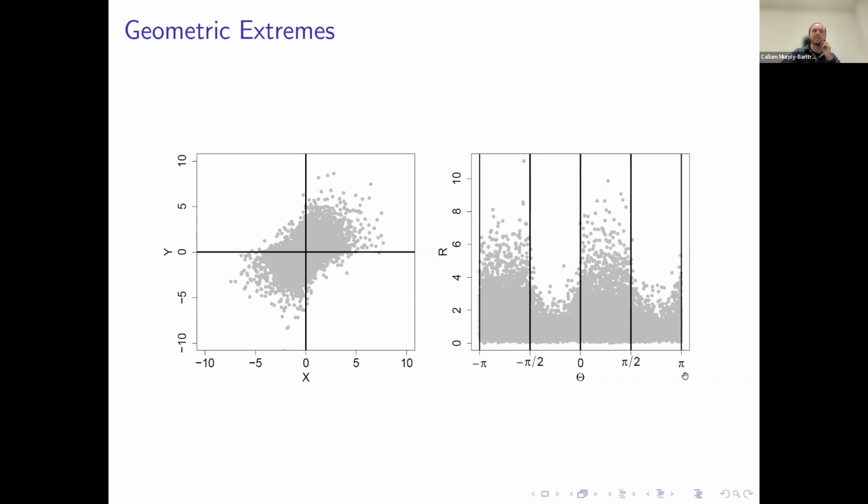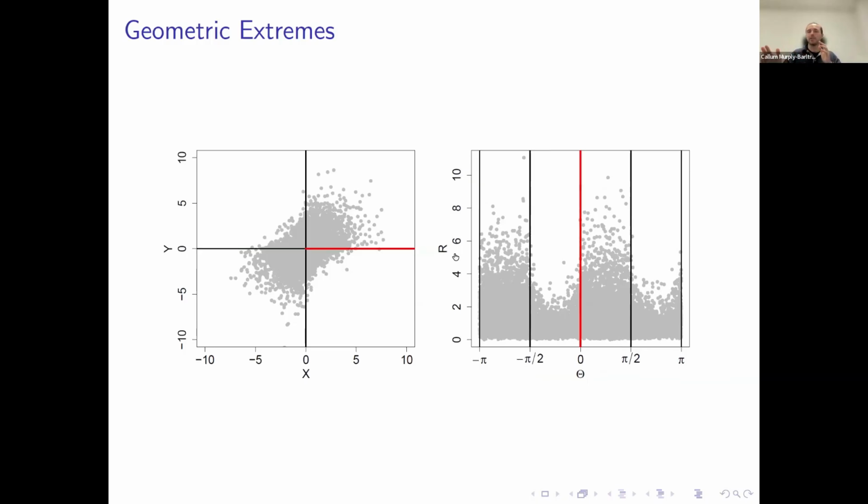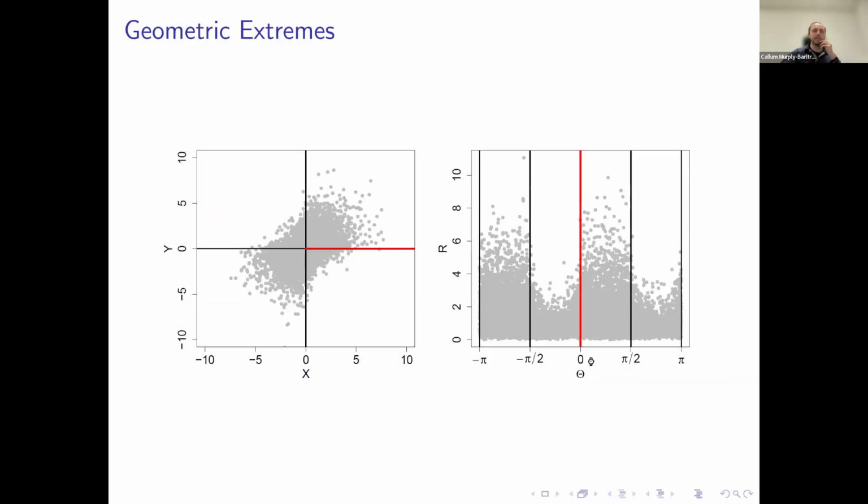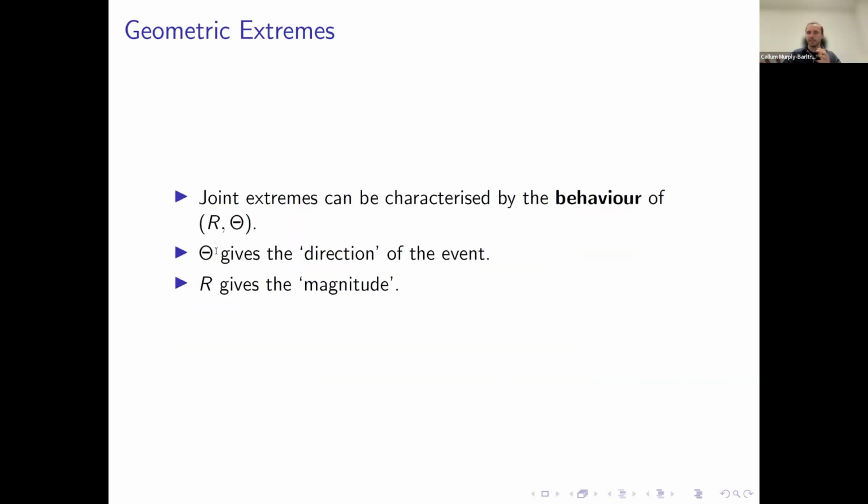We've got the angular component on the x axis here, and the radial component on the y. Basically the idea is as you change the angle, it changes the part of the two-dimensional space which you're looking in. So are you looking in this direction? Are you looking in this direction? So on and so forth. So the angle gives you the direction of the data, and the radial component is how far out from the origin each data point is. And joint extremes can be characterized by that behavior. So if we're looking at r and theta, the radial and angular components, you can say that the angle theta gives the direction of that joint extreme, whereas the radial component gives the magnitude, like how big is that joint extreme event.